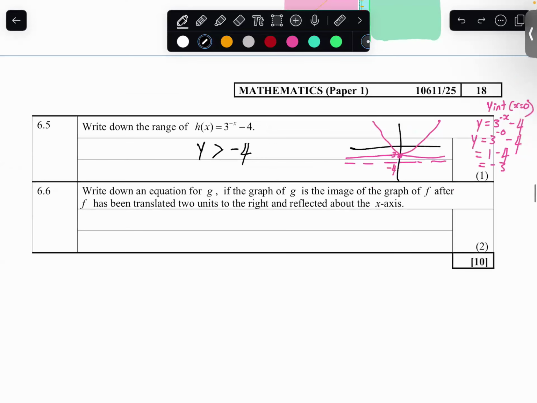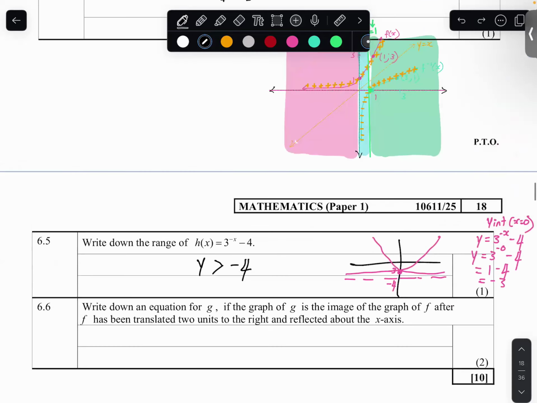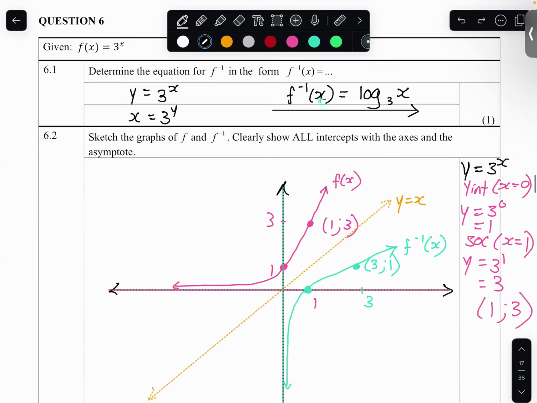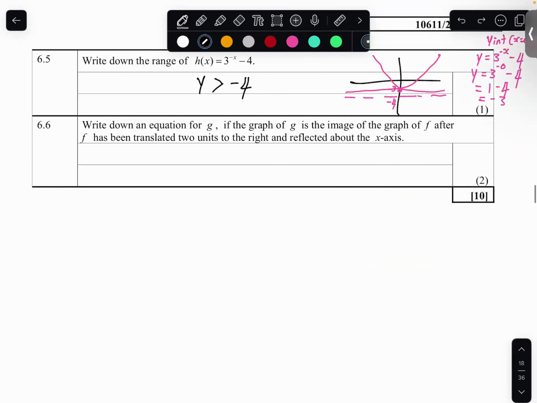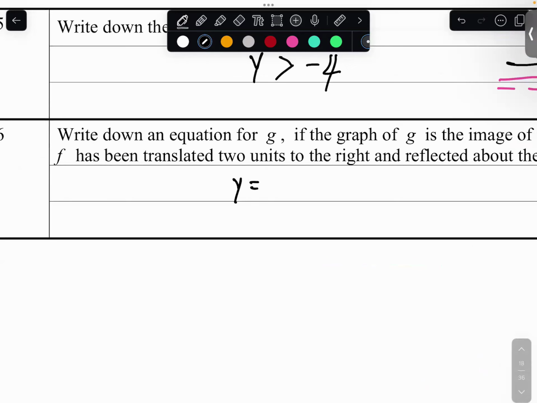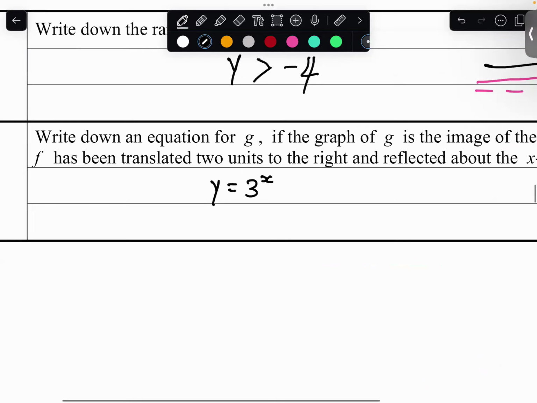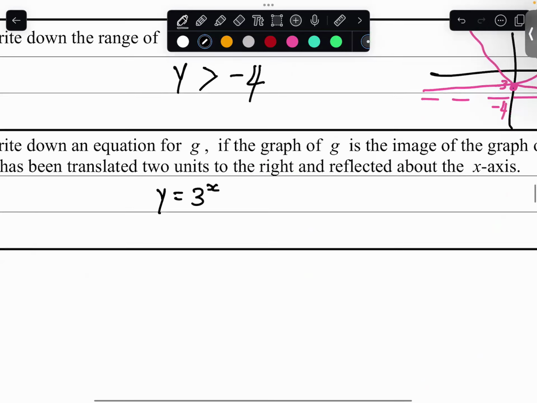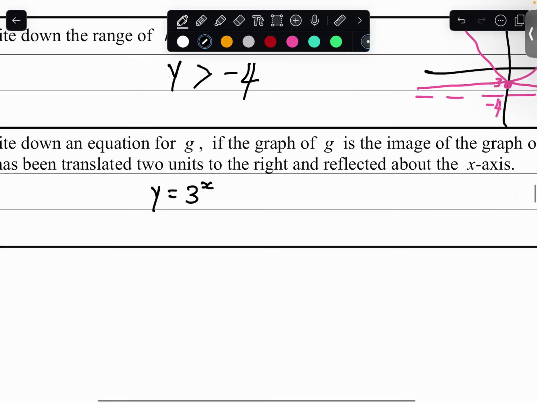If the graph of G is the image of the graph of F, after F has been translated 2 units to the right and reflected about the x-axis. So let's take f of x's equation. It's 3 to the power x. So we have y is equal to 3 to the power x, right? It's been translated 2 units to the right, and then reflected about the x-axis.